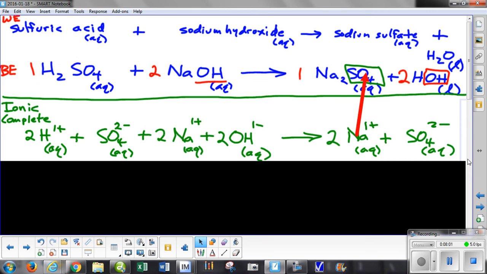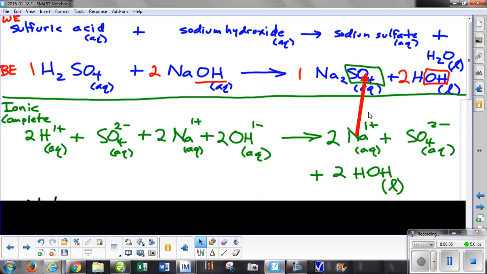Now the last thing we're putting in here is the water, and that is the guy that makes this reaction go. And you see there's 2 waters, so we have 2 HOHs, and it's liquid.